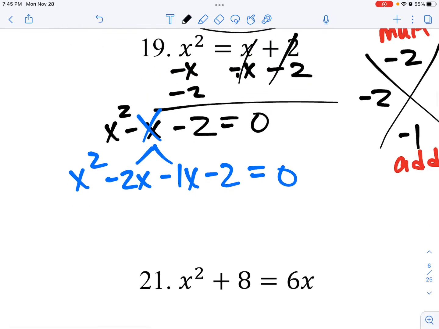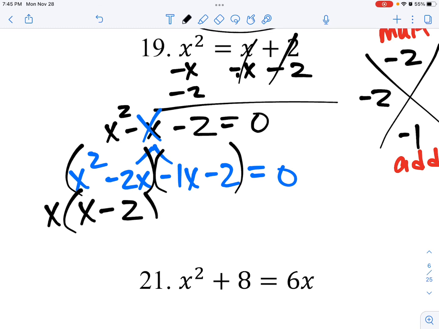Okay, now that we have 4 things, we're just grouping. You remember how to do this. So what can I take out of this first group? This is an x squared, this is an x. I can take out an x. The smaller of those is x. I'm left with x, keep the minus, and 2.